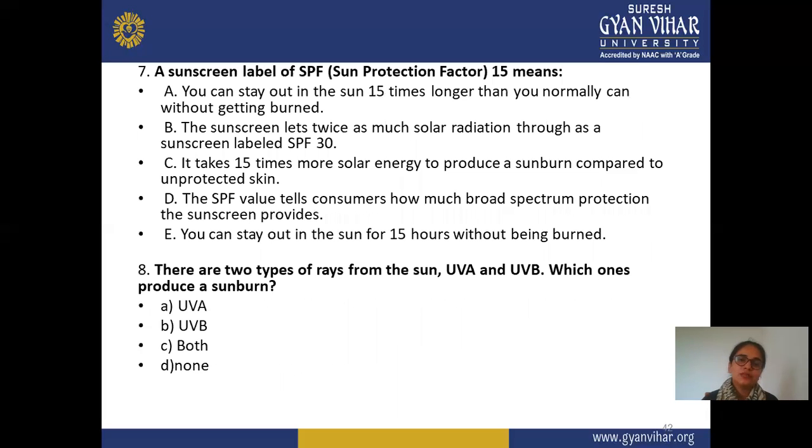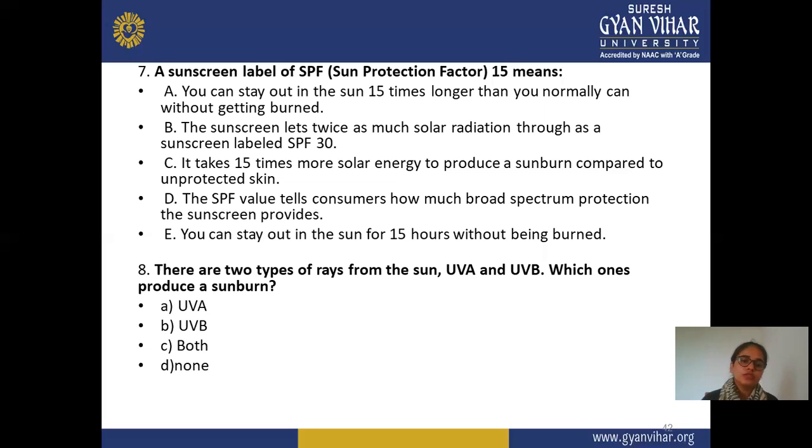And next, the seventh question. A sunscreen labeled SPF, sun protection factor, 15 means you can stay out in the sun 15 times longer than you normally can without getting burned. B is sunscreen lets twice as much solar radiation through as sunscreen labeled SPF 30. C is it takes 15 times more solar energy to produce sunburn compared to unprotected skin. D is the SPF value tells consumers how broad spectrum protection the sunscreen provides. And next is you can stay out in the sun 15 hours without being burned. So you can easily select this answer. We already discussed SPF and what SPF 15 or 30 means. So out of these options, you can easily select the correct one.